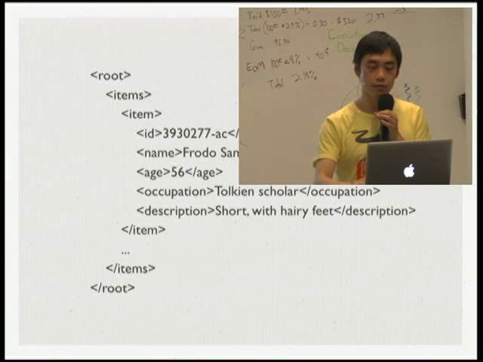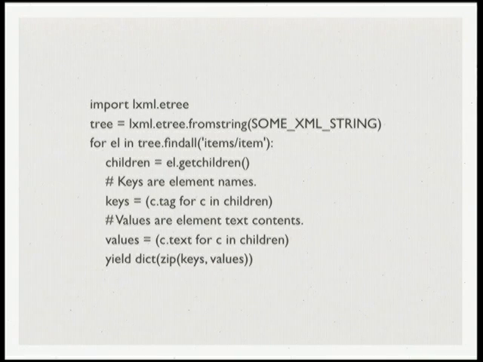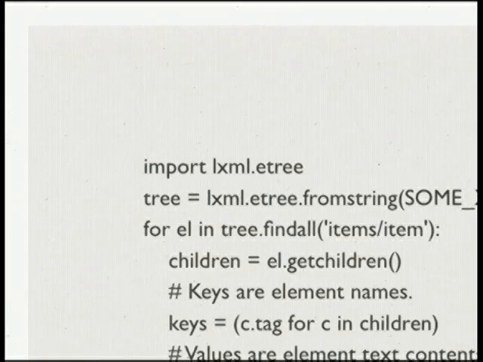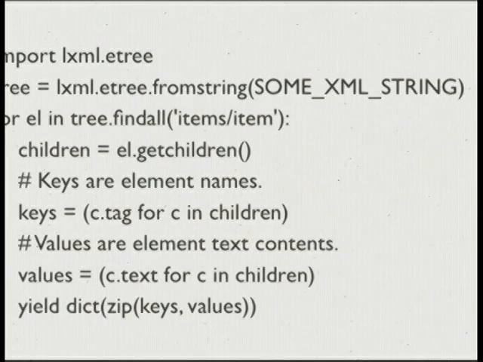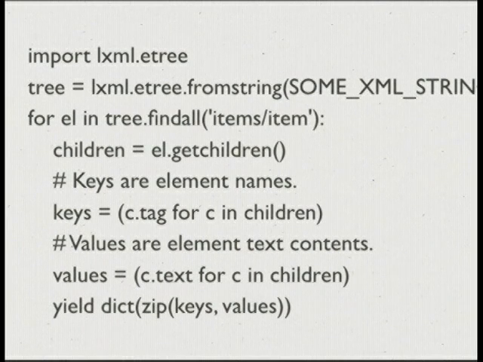So for example, this one, right? It's very flat. There's a root element, there's items, and then a bunch of item elements under the items element. And so you just run a very simple function where you iterate through all of the item elements, and then the keys are just the tag names, and then the values are just the text inside the element.